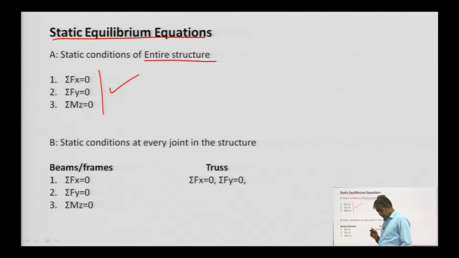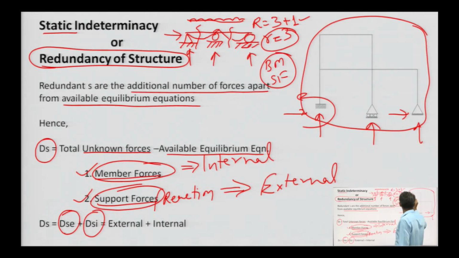Now, what are the other equilibrium equations? Other equilibrium equations can be formed at every joint. Suppose this joint is being cut by 2.